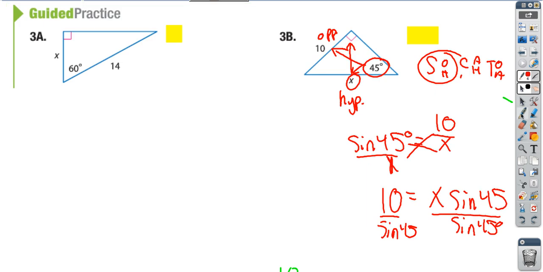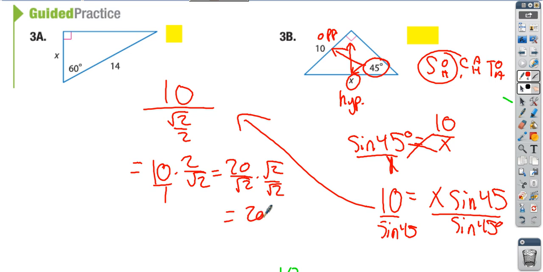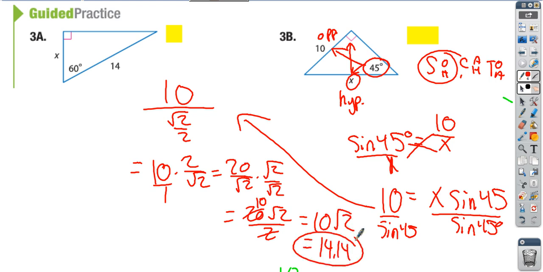Okay, so oops, let me just come up here so we have more room. This is 10 over radical 2 over 2. That's the same as 10 times the reciprocal of that. Okay, and then we're going to get 20 over radical 2, and we can rationalize that denominator right there. So we get 20 radical 2 over 2, and those cancel, and we would get our final answer of 10 radical 2. If you put that in the calculator as a decimal, you would get that right there.